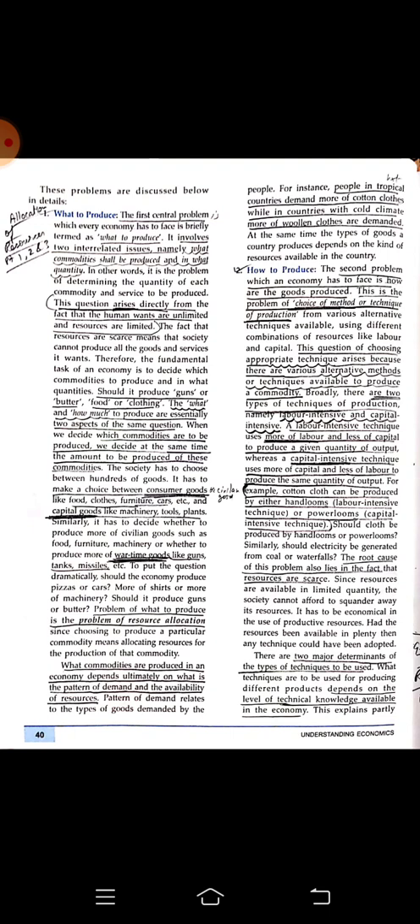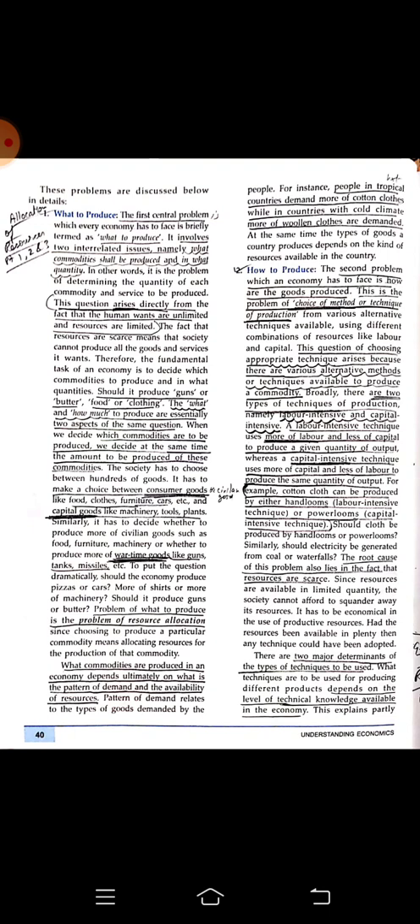Cotton cloth can be produced in either handlooms or power looms. When the worker is using the handloom, that means it is a labor intense technique, and when they are using the power looms, that means they are using the capital intense technique. The root cause of this problem also lies in the fact that resources are scarce.